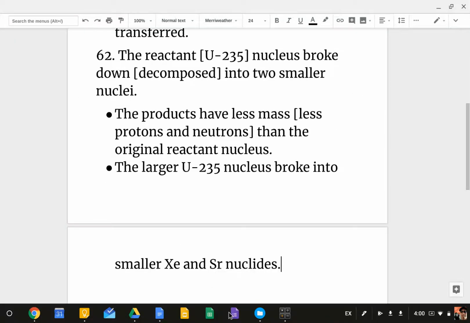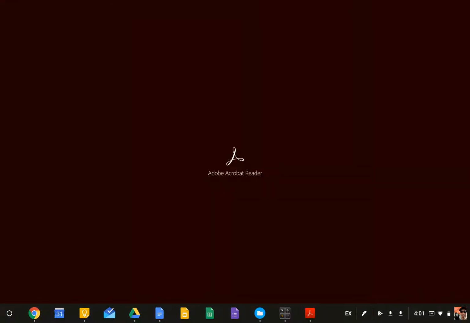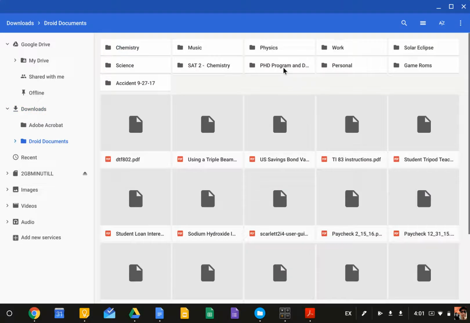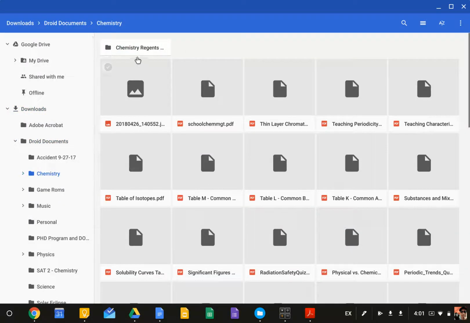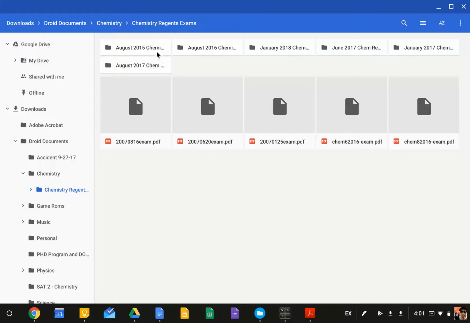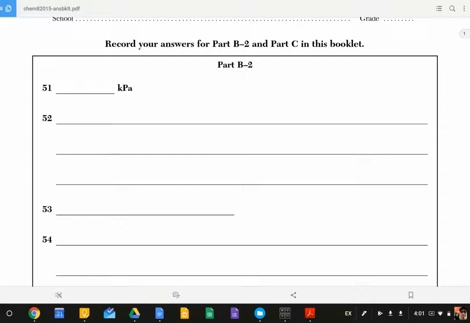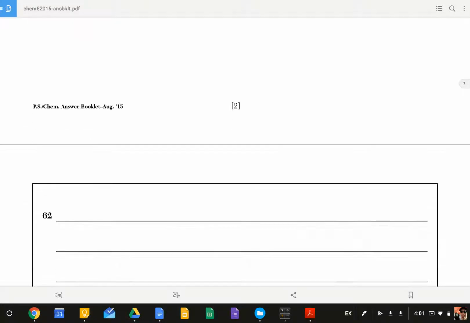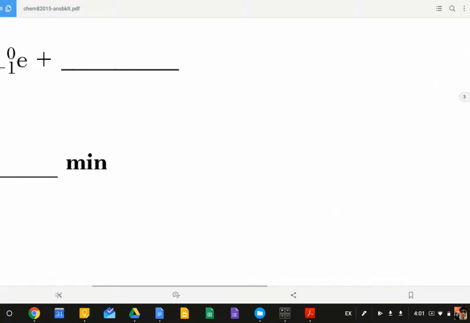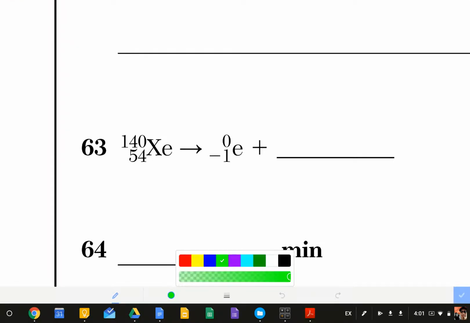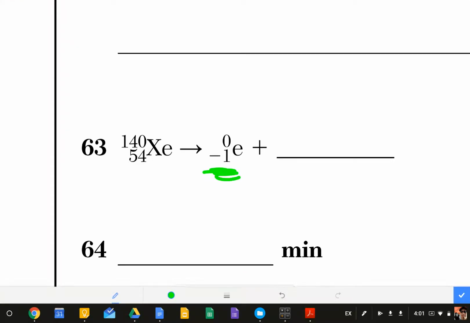Okay, so let's go back to, or actually, better yet, I will go to the answer booklet right here. Hang tight. August 2015. Answer booklet. Okay, and now this is question 63. There we go. So there is the beta particle that they were mentioning. See, this is a beta particle, which is a high-speed electron.